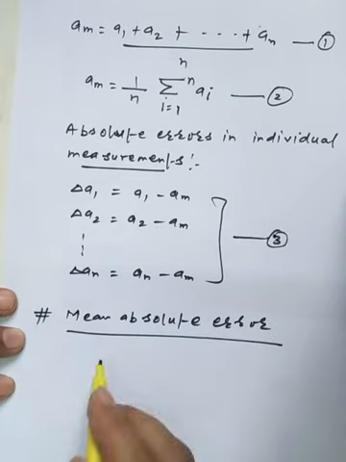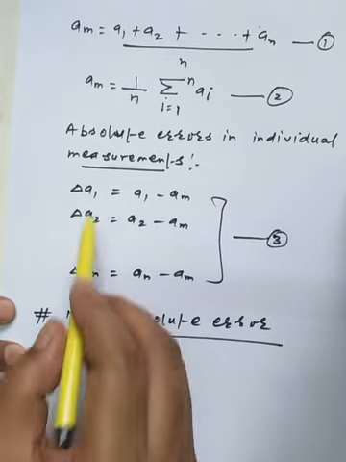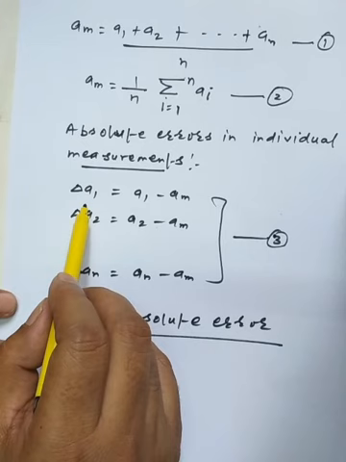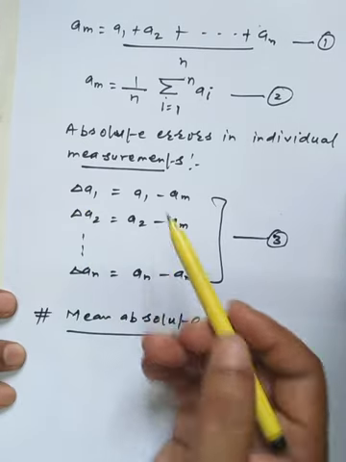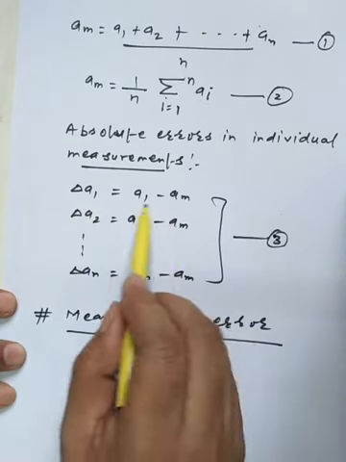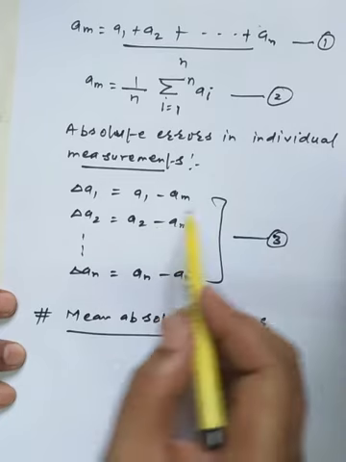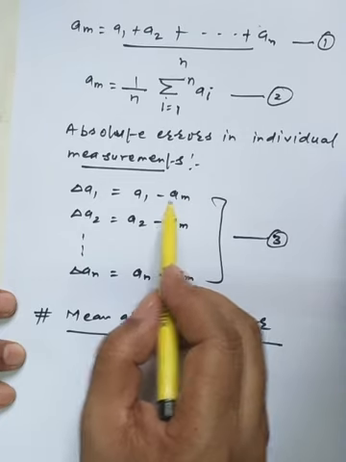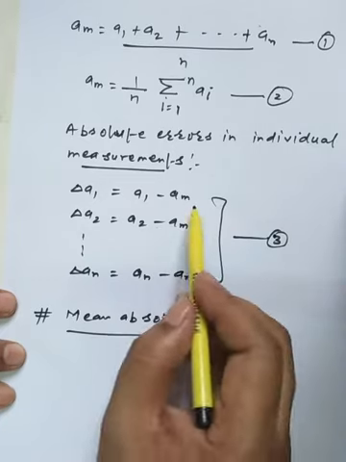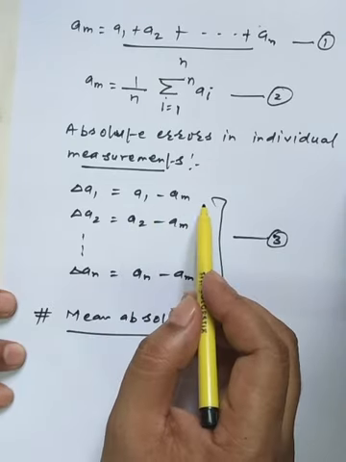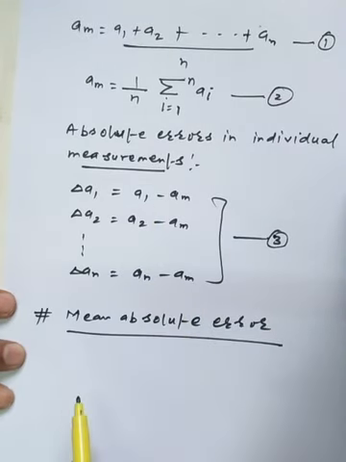Now, dear students, here we are getting the value of the absolute errors in the individual measurements. Sometimes we can get a negative value, because suppose the arithmetic mean is greater than a1. But we take the absolute term, or the modulus, so we always find the difference as a positive value.